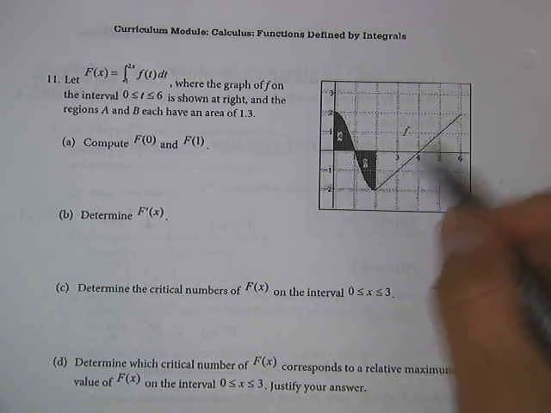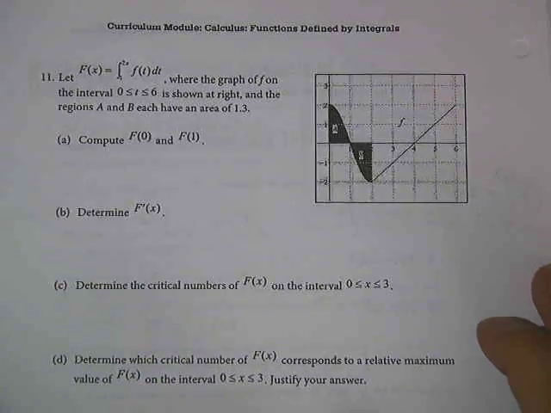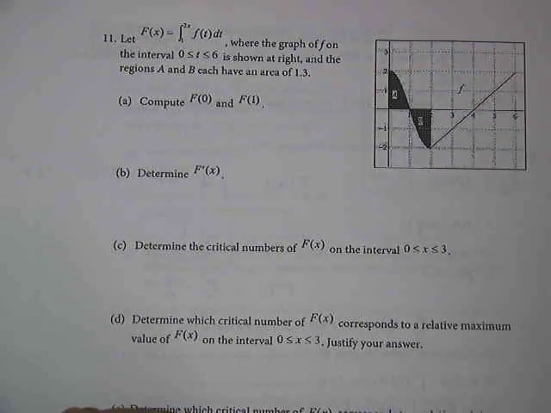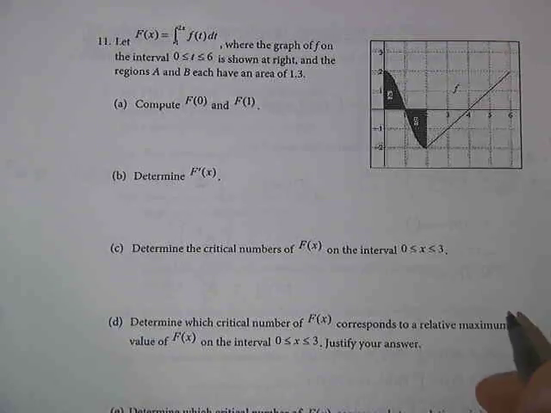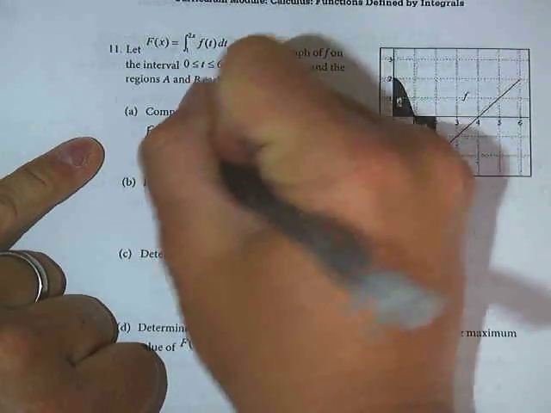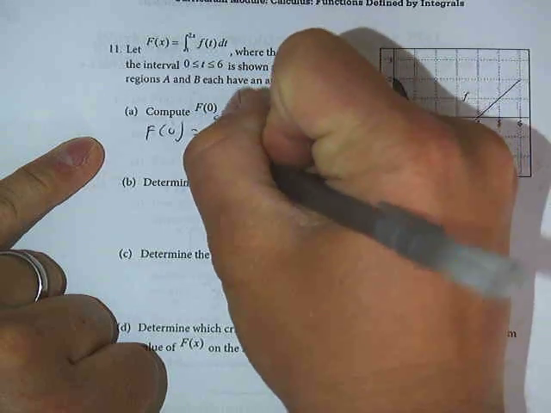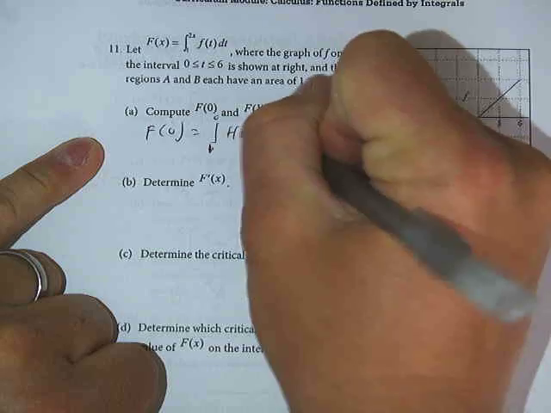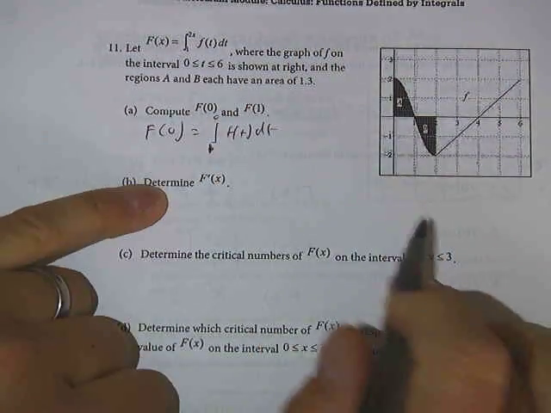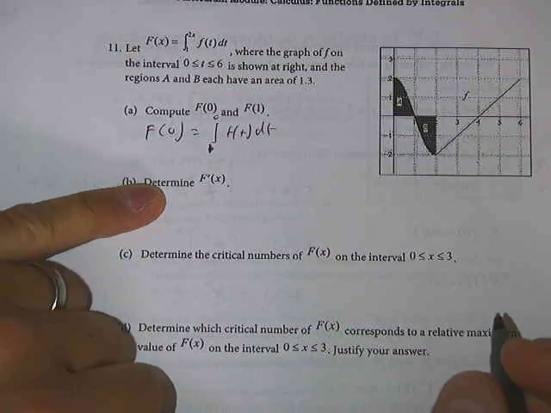We can see that it's a line segment from here on out, so we can of course calculate the areas of these triangles when necessary. We'll deal with that in a minute. So first of all, if we want big F at 0, that means in our integral we're going from 1 to 0 of f of t dt. Again, we're putting a 0 in for x, so that makes our upper limit 0.